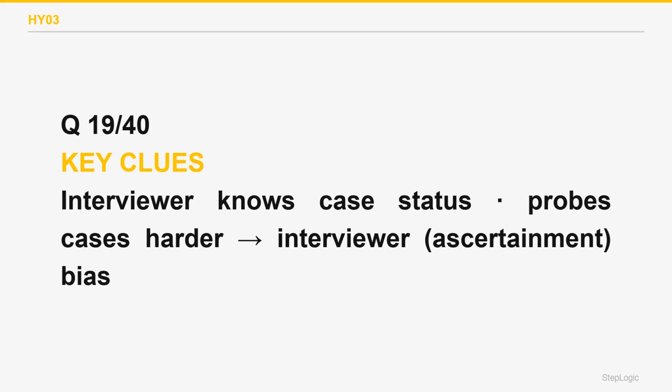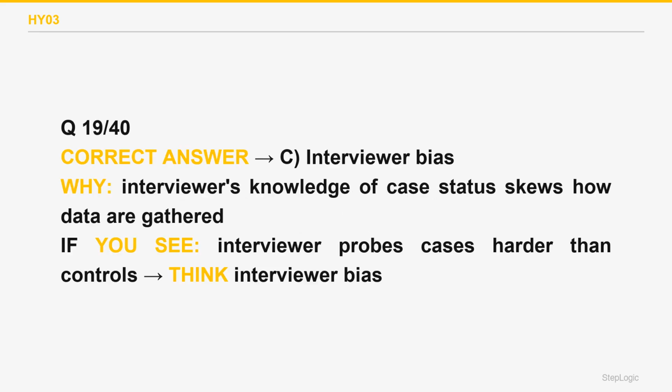Interviewer bias, a type of ascertainment bias, happens when the person collecting the data lets their knowledge of case status change how they question subjects. Here, probing cases harder than controls. This is different from recall bias, which comes from the subject's memory. The fix is to blind interviewers to case status. The correct answer is C.